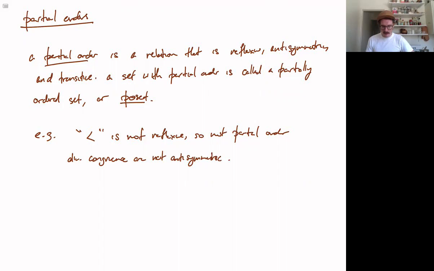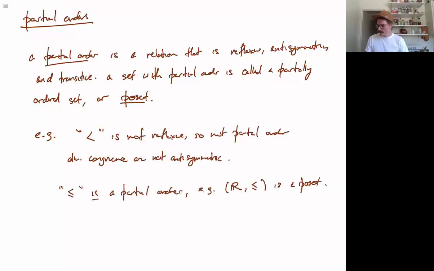The one example we have seen is that less than or equal to is reflexive and anti-symmetric and transitive, so it is a partial order, on any set that you choose to do it on. So, for example, the real numbers with less than or equal to is a partially ordered set, or poset. Although there is one other example that we can do already.